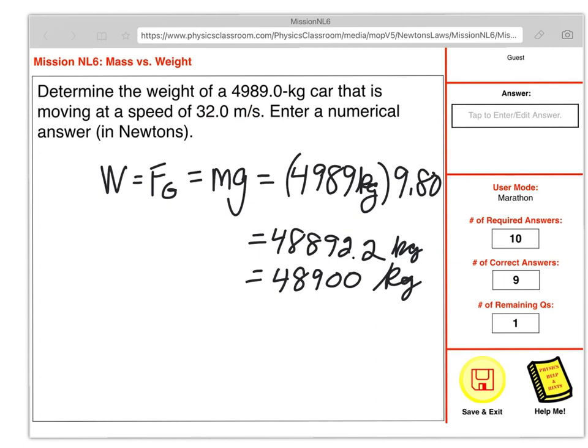Okay, speed does not affect the weight, it's only the mass, so we take the mass, multiply it by g. I didn't have room for the units, but it's kilogram meters per second squared. Whoops, I got those units wrong. The unit should be newtons, kilogram meters per second squared.